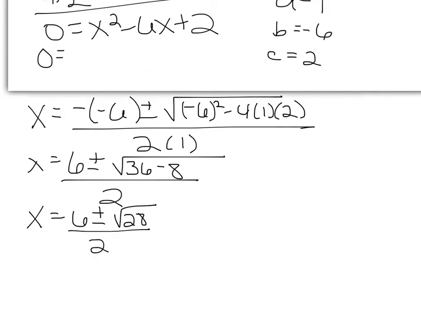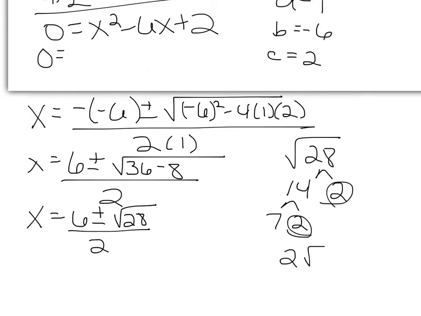Let's see if we can simplify the square root of 28 at all. 28 is 14 times 2. 14 is 7 times 2. So you're going to end up with 2 square root of 7. So you have x equals 6 plus or minus 2 square root of 7, all over 2.